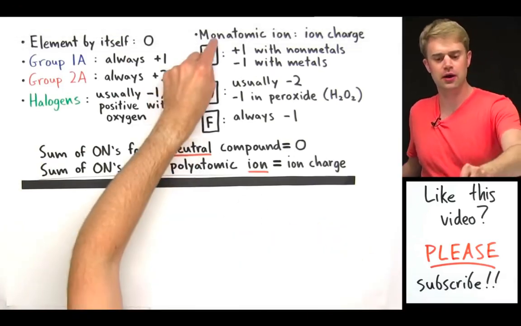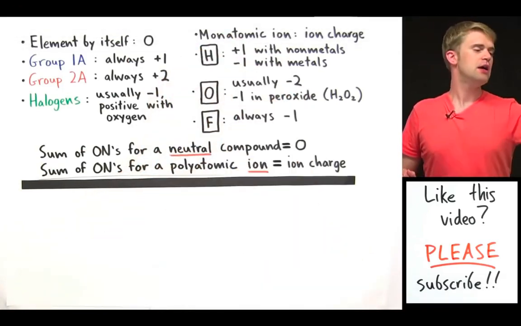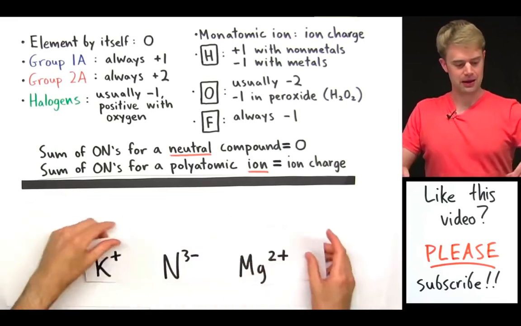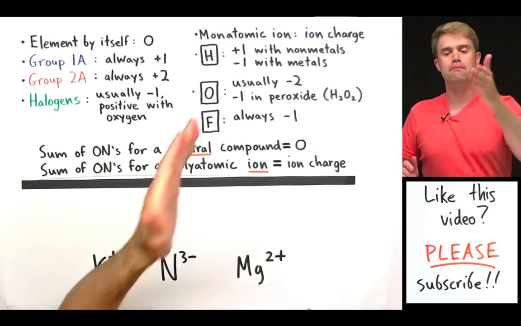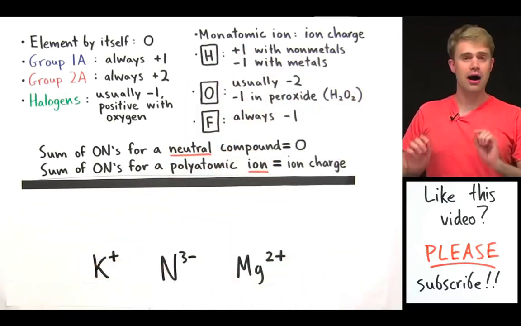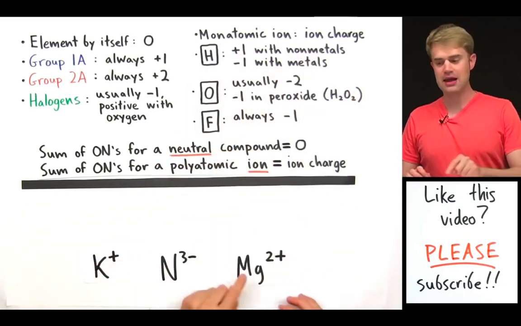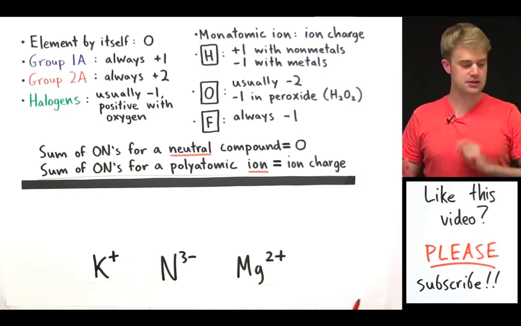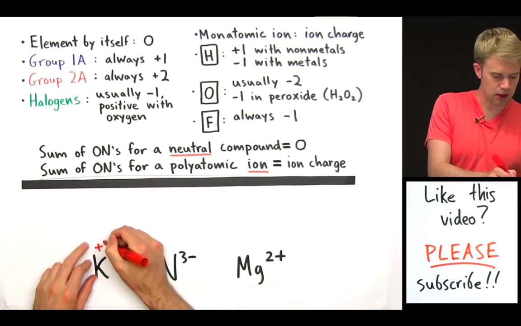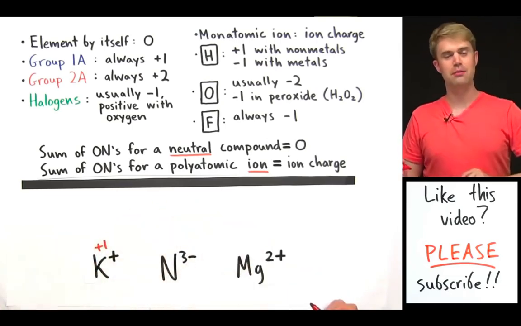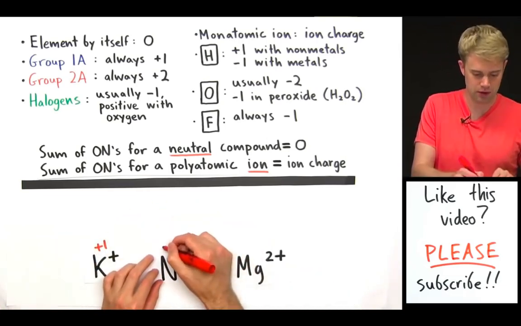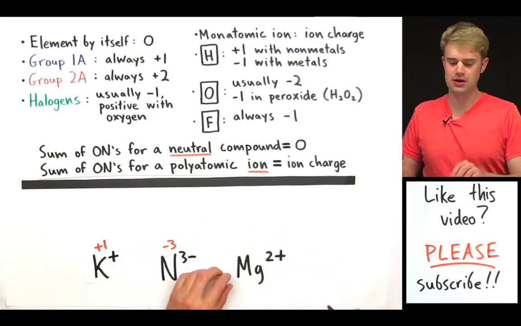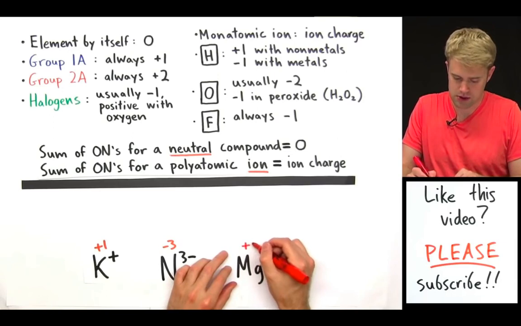The other rule here is about monatomic ions. These are ions that are made of only one atom. So like this. For monatomic ions, their oxidation number is the same as their ion charge. So for K plus here, its oxidation number is going to be plus 1. For N3 minus, it'll have an oxidation number of minus 3. And Mg2 plus here is going to have an oxidation number of plus 2.